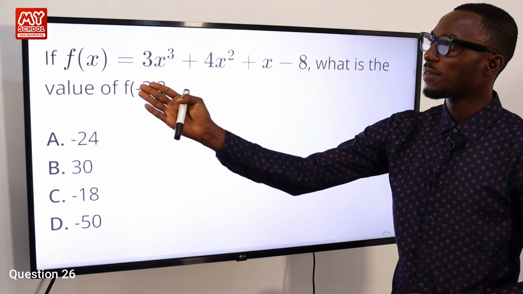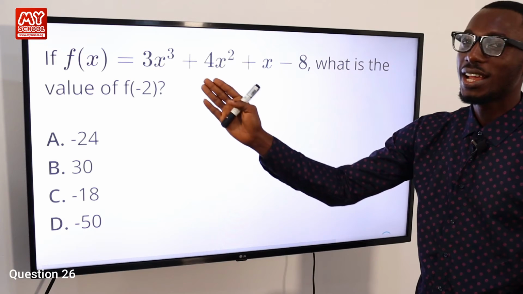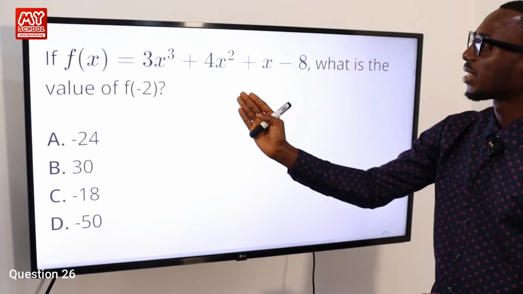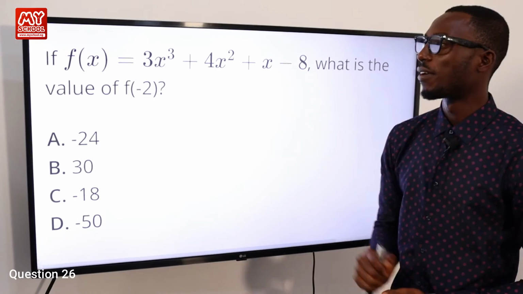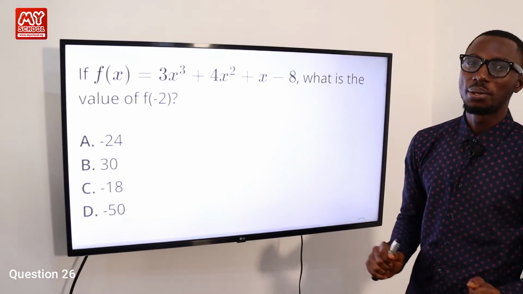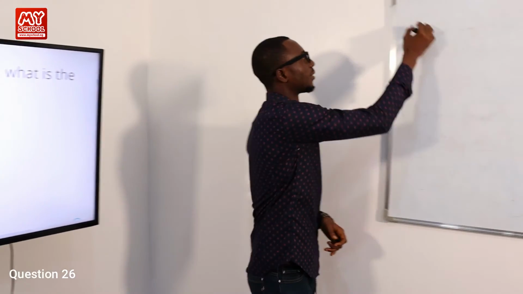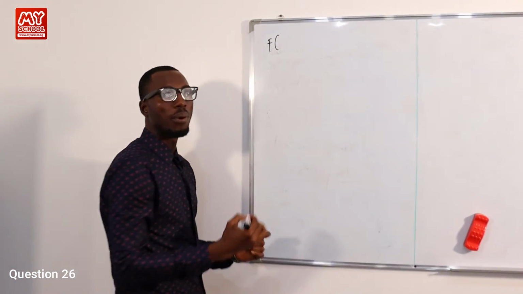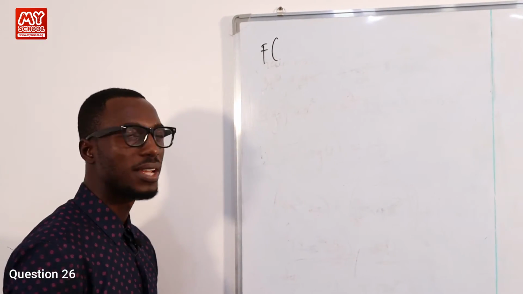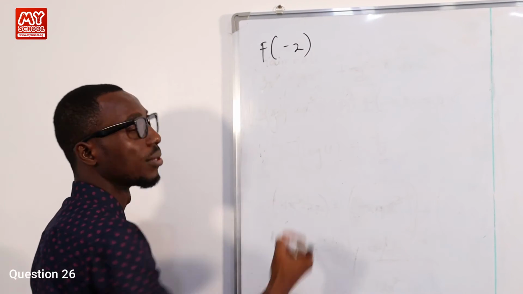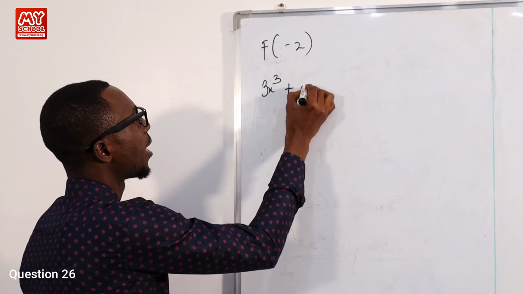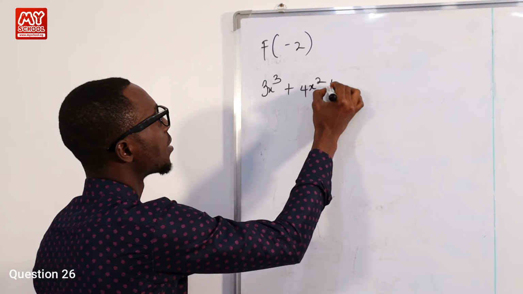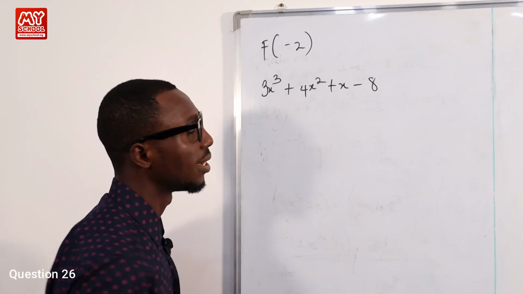Option D. Question 26. If f of x equals 3x cubed plus 4x squared plus x minus 8, what is the value of f of minus 2? So this is what we're going to do. That implies for every point where we find x in the equation, we replace it with minus 2. So given the equation, 3x cubed plus 4x squared plus x minus 8.